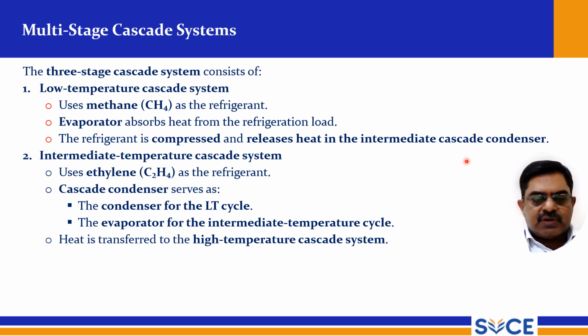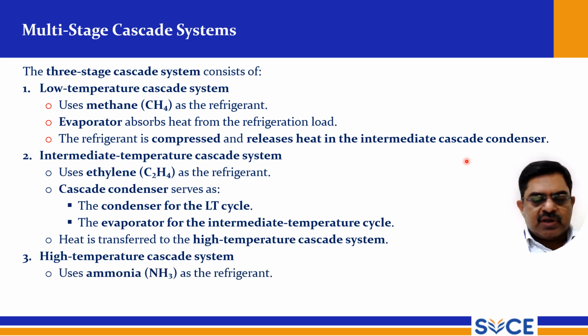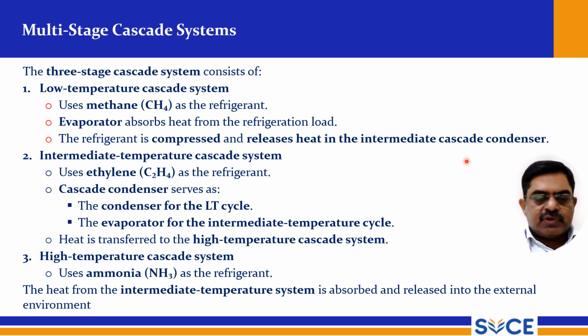So heat is transferred to the high temperature cascade system, and the high temperature cascade system uses NH3, ammonia, as the refrigerant. The heat from the intermediate temperature system is absorbed and released into the external environment through stage 3. So here the heat from the intermediate temperature system is absorbed and released outside the system.